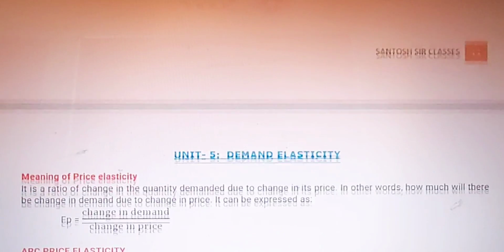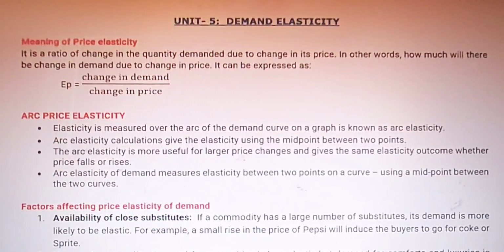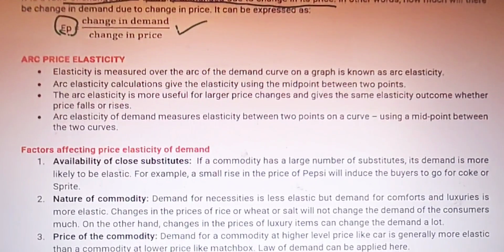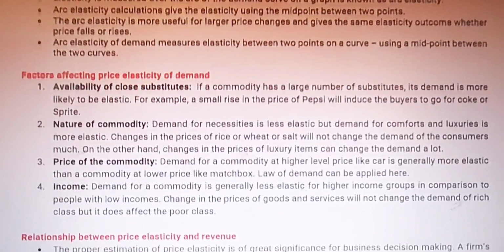Right. Let's move on to the next unit, and this unit is on elasticity of demand. Let's try to understand what price elasticity is. It is the ratio of change in the quantity demanded due to change in the price, or in other words, how much there will be a change in demand due to change in price. And this is the mathematical form. EP stands for elasticity of price, change in demand by change in price. It is so simple. Now arc elasticity is basically a graphical concept of elasticity of demand, which we will discuss later on in this chapter.